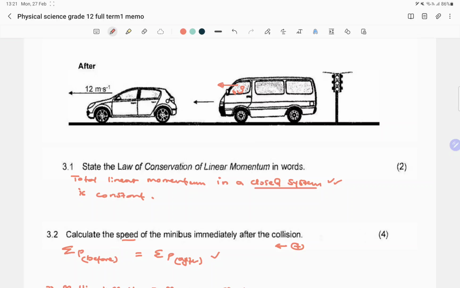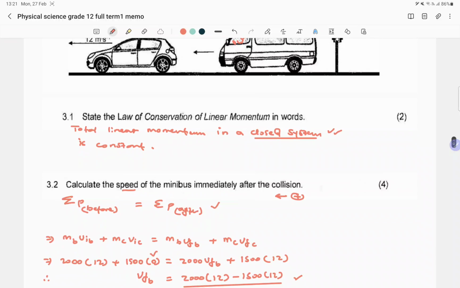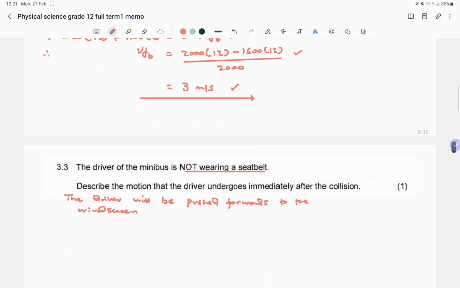Or he may even have his neck flexed forward, and then he hits the windscreen and sustains some injuries to the face there. But that's how it's going to be. The driver will be pushed forward towards the windscreen or steering wheel.